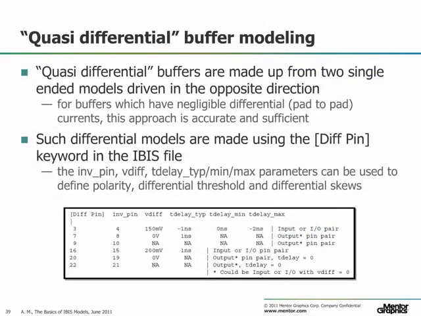In the early days of the IBIS specification, most differential buffers consisted of two single-ended drivers which were driven in the opposite direction by the stimulus signal. The diff-pin keyword can be used to associate two single-ended buffer models to act as a differential pair. This approach works really well for all differential buffers in which the pad-to-pad currents are negligible. The example on the bottom of this slide shows how this syntax works.